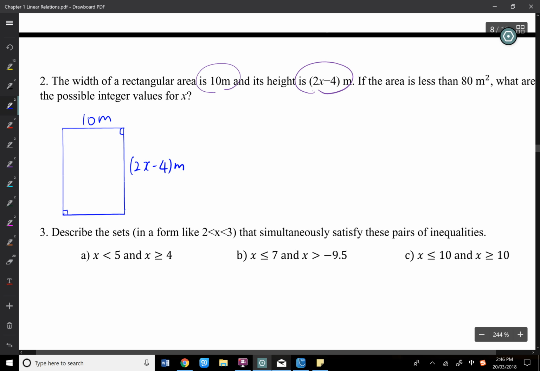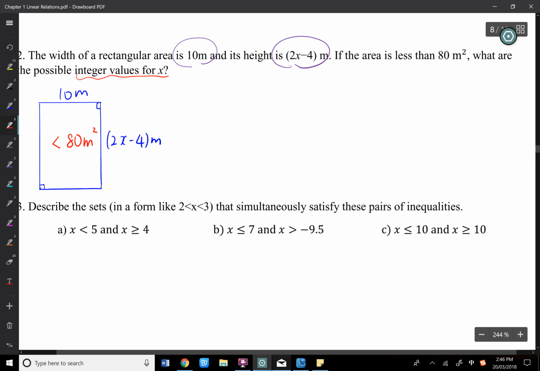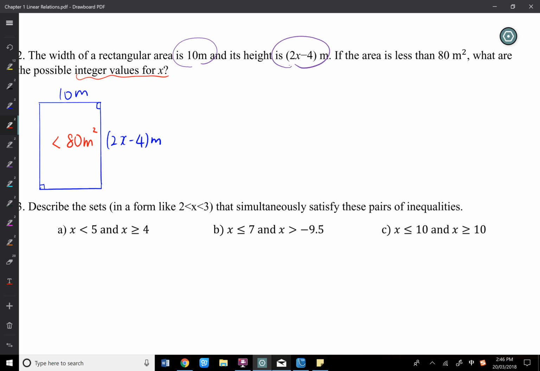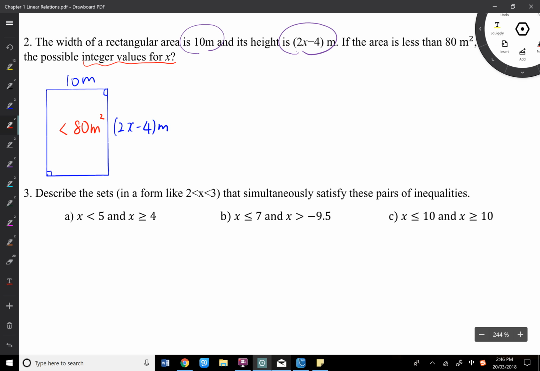And if the area is less than 80 meters squared. So that's my area. Well, it can vary. I want the area less than 80 meters squared. What are the possible integer values for x? Let's have a look at this question. What kind of inequality can you set up?